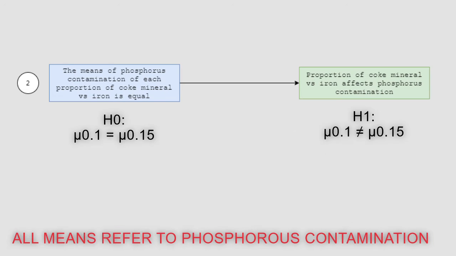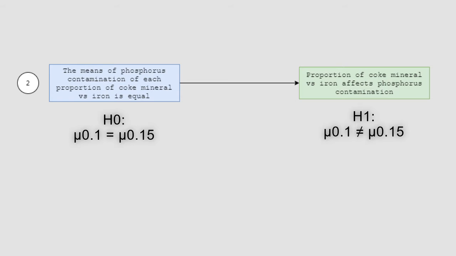The second is that the means of phosphorus contamination of each proportion of coke mineral versus iron are equal. We have that H0 here is that mu 0.1 equals mu 0.15, and the alternative hypothesis is that mu 0.1 is different than mu 0.15. The scientific hypothesis for this one is that the proportion of coke mineral versus iron affects phosphorus contamination.